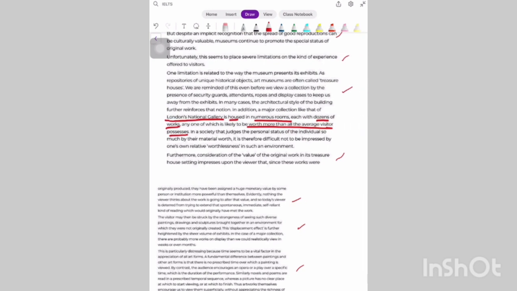So what it is saying is that, in many cases the architectural style of the building further reinforces that nation. In addition, a major collection like that of London National Gallery is housed in numerous rooms. So the collection at London National Gallery is housed in numerous rooms, each with dozens of works, any of which is likely to be worth more than all the average visitor possesses. So it is likely to be worth more than whatever the average visitor possesses.